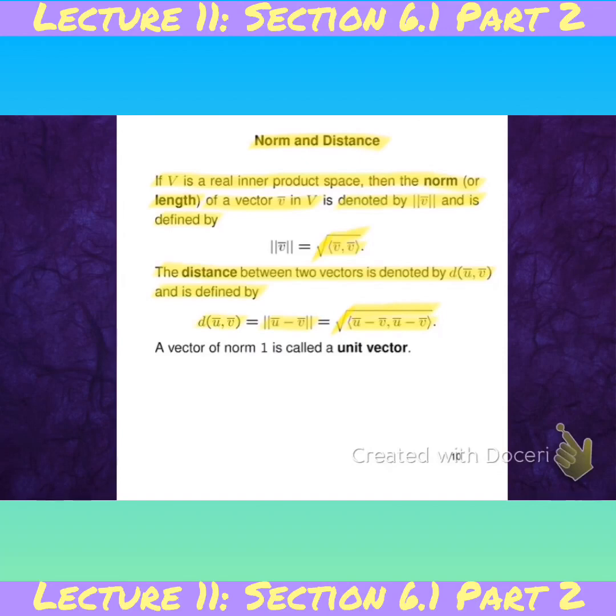So you can also define norms and distances in general with respect to different inner product operations. As long as the operation is an inner product, we can define the norm and the distance in this particular way. Now again, a vector of norm 1 is called a unit vector.